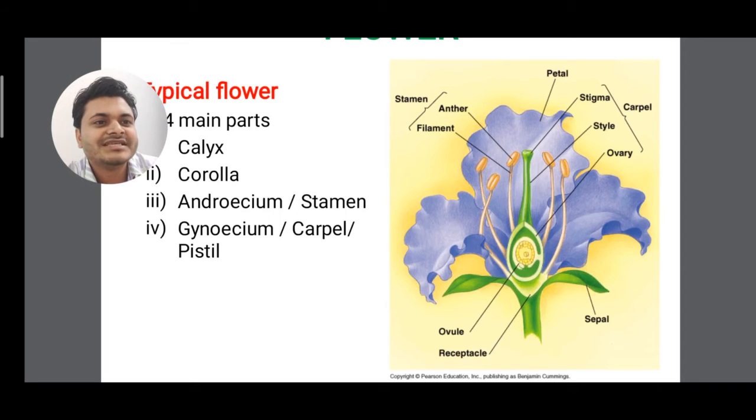Clear? So you can see receptacle, ovules. So where are ovules found? Ovules are found inside the ovary. Clear? And the arrangement of ovules inside the ovary is called placentation. Clear? And the arrangement of petals in a flower is called aestivation. So these are the terminologies. So you can see stamen, two parts, anther and filament. You can see petal. All these I have explained.